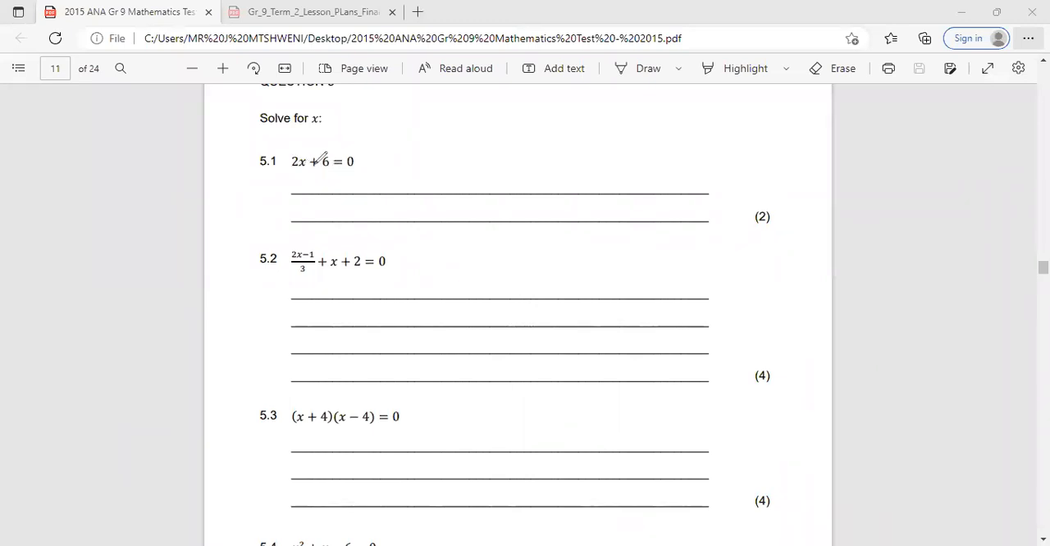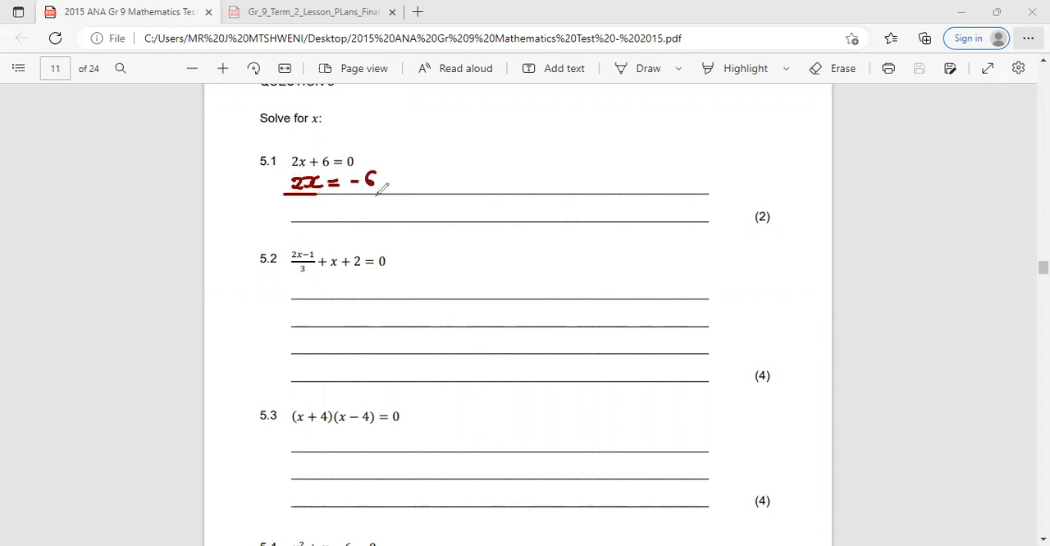Okay, given 2x plus 6 equals 0. Firstly, when you're dealing with x, you let all the values or variables that have x remain on the left, and the constant terms, the numbers that don't have alphabets, go on the right hand side. You transpose them. So you remain with 2x equals, when you transpose 6 to the other side, it changes sign and becomes negative 6.